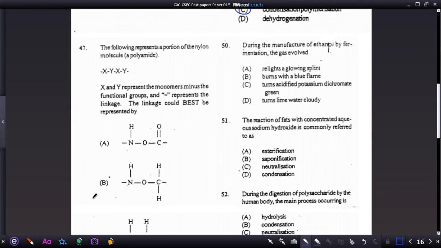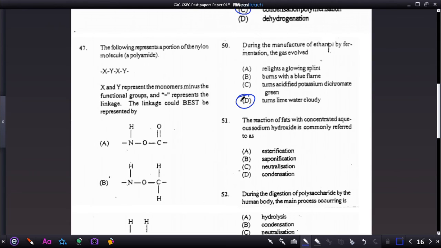Question 50. During the manufacture of ethanol by fermentation, the gas evolved is carbon dioxide, right? And carbon dioxide will turn lime water cloudy. So that's D.